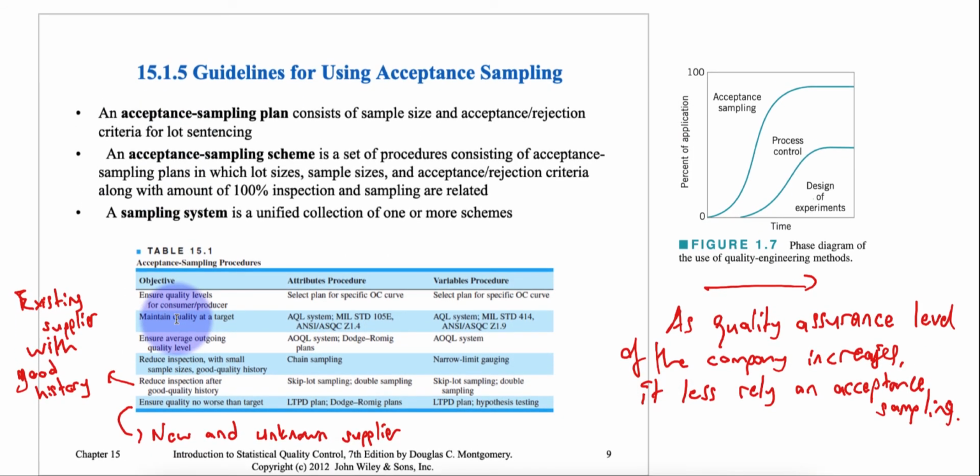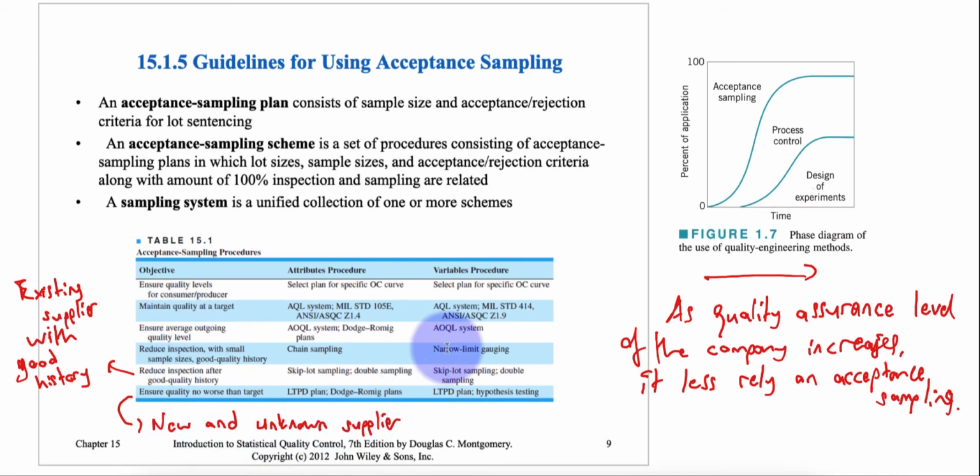How can we use acceptance sampling methods? We have a table here, but maybe you are not familiar with these terms, with these methods right now. When you finish the lecture, just return to that table and observe it again, okay? But let me say this. We are selecting the attributes procedure or variables procedure when we are making acceptance sampling. We are not dealing with the variables procedure right now. You can check chapter 16 for this purpose. We are dealing with attributes data in this lecture.